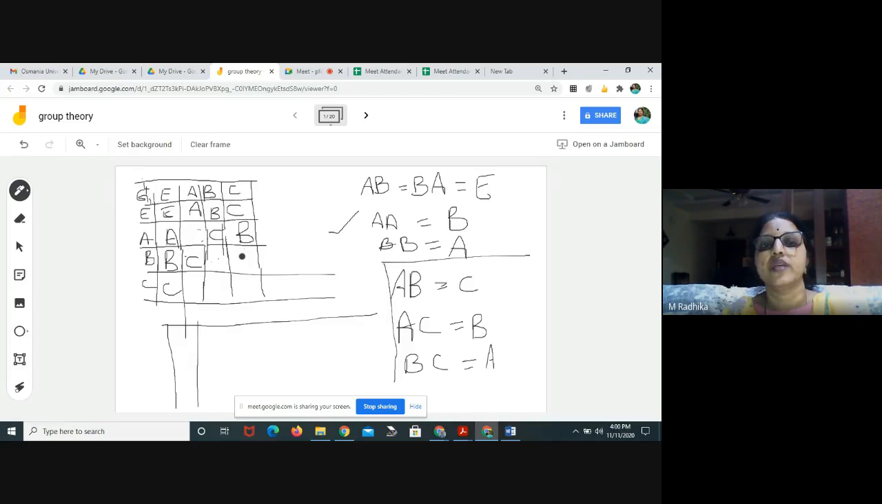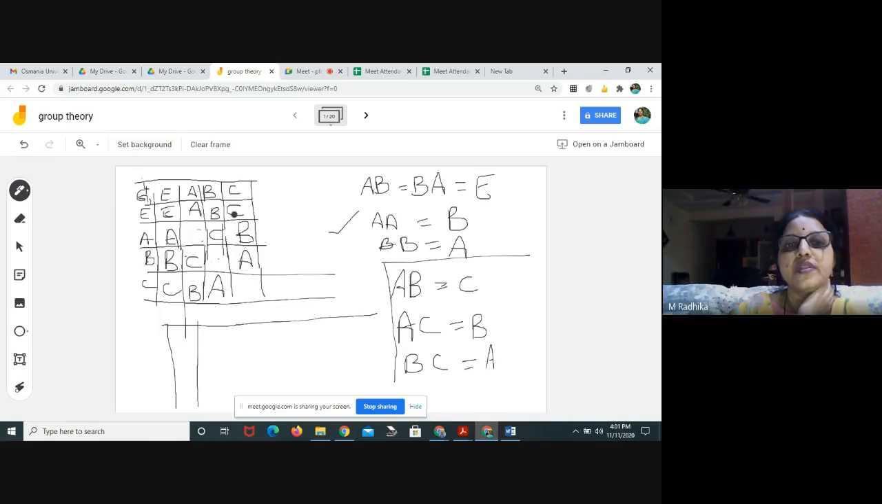Then B into C: A. Now coming to this one, C into A: B. Very good. C into B: A. C into C I didn't talk. Now what is the element that is left?